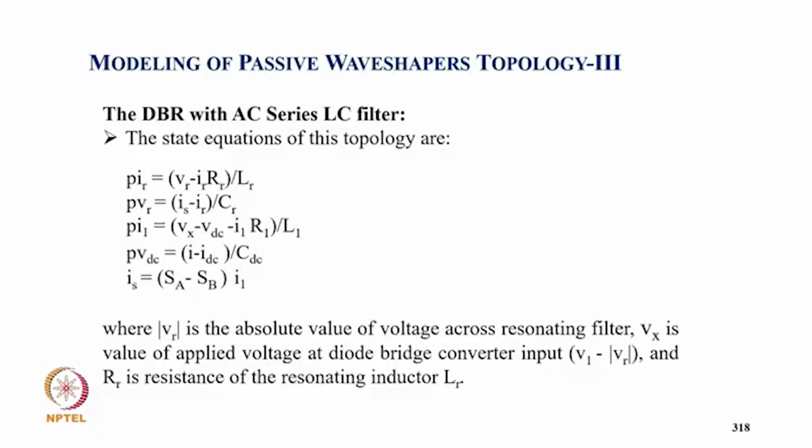So DBR with AC series filter, LC filter: the state equations of this topology are pIR equal to VR minus VR upon LR, and pVR equal to IS minus IR upon CR, and pI1 equal to V1 minus VDC minus I1R1 upon L1, pVDC equal to I1 minus IDC upon CDC, and IS equal to (SA minus SB) into I1.